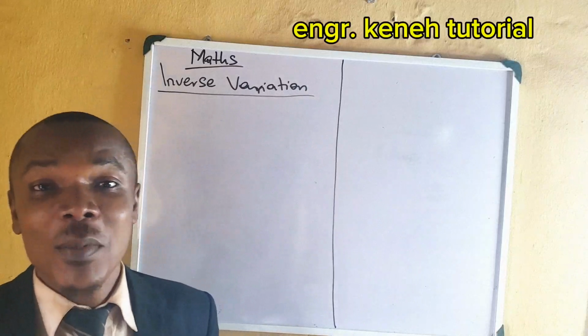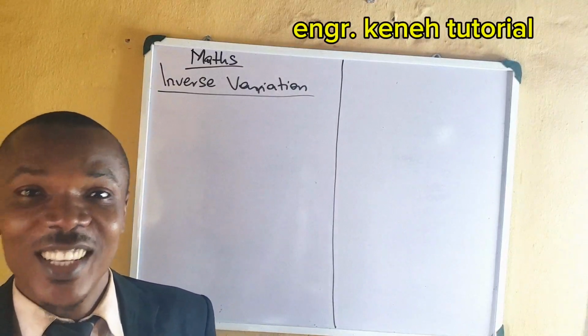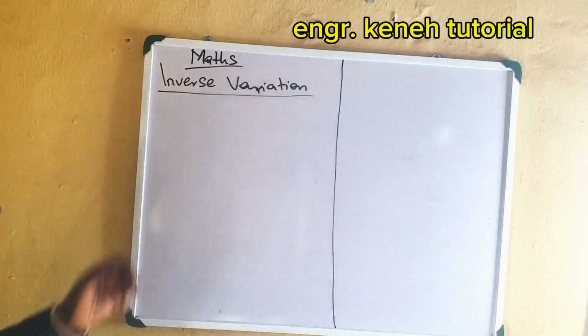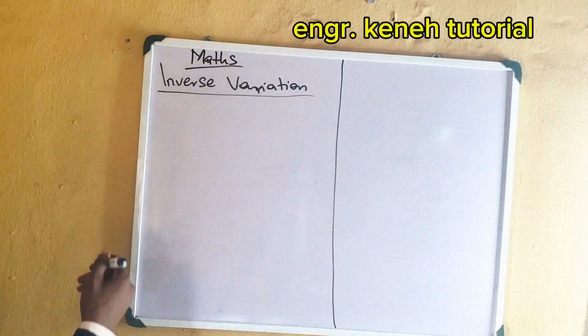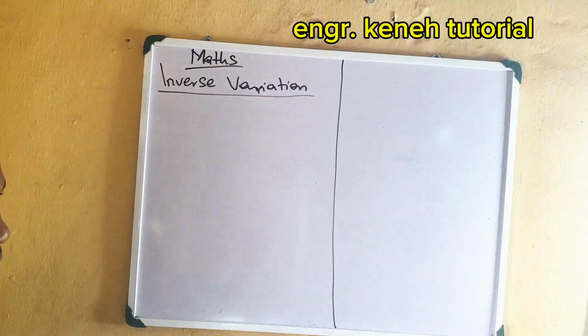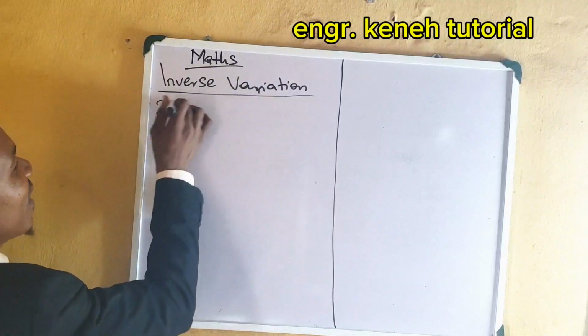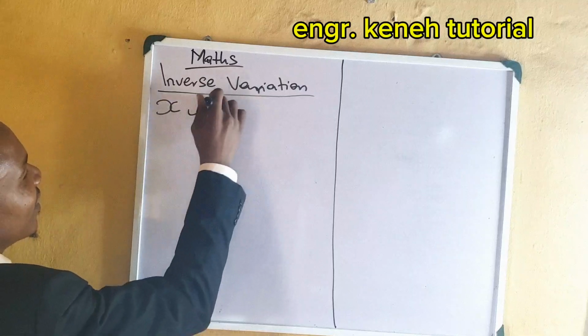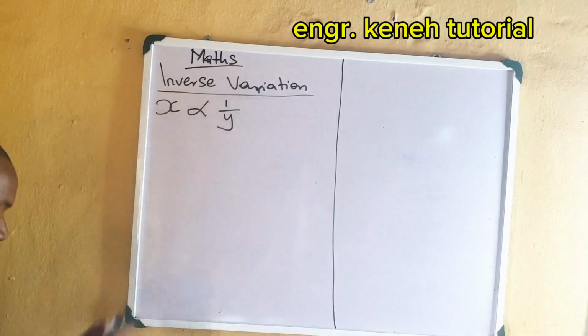Follow me. Let me show you how to solve any problem that involves inverse variation. Let's go. All right, inverse variation is our topic today. When you hear inverse variation, what does it mean? All right, x varies inversely as what? As y. Look at how to denote it.